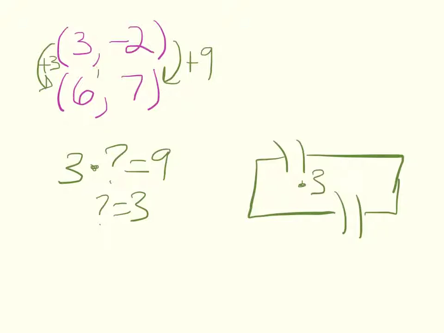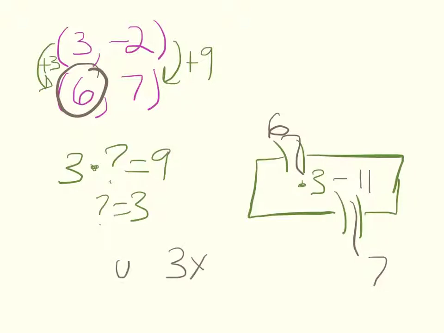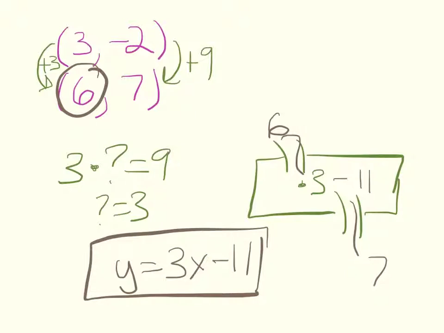So if, let's say 6 goes in, 7 then will come out. So 6 times 3 is 18. We want to get to 7, so we're going to have to minus 11. So our equation here is y equals 3x minus 11. Again, if that makes sense, you are free to stop the video. I will do one more graphing example.